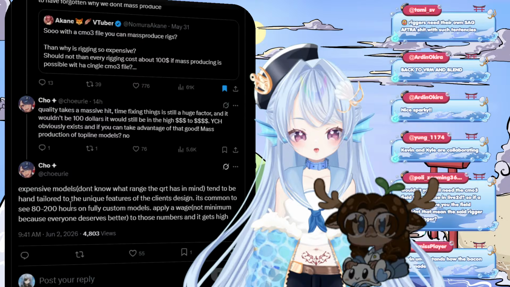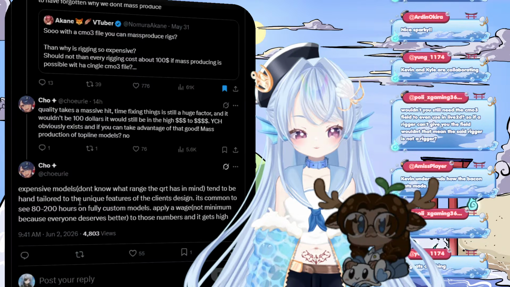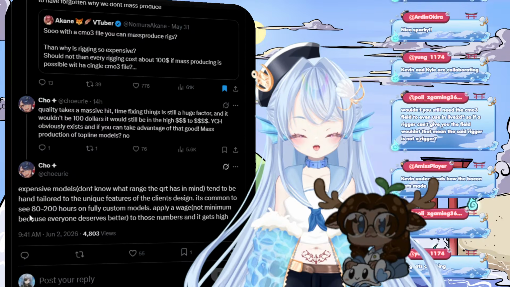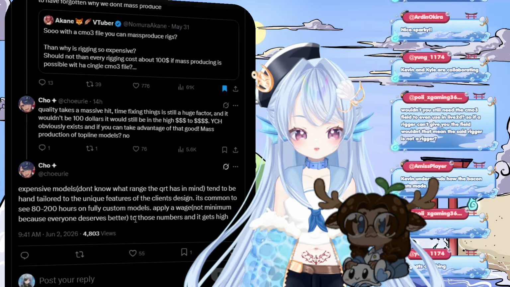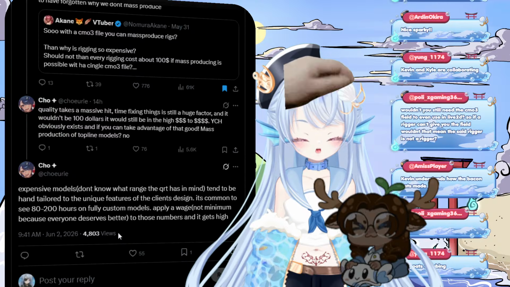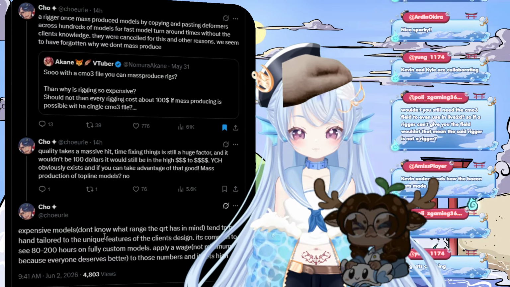"Mass production of top-line models? No. Expensive models, don't know what range the quote retweet has in mind, tend to be hand-tailored to the unique features of the client's designs. It's common to see 80 to 200 hours on fully custom models. Apply a wage, not minimum, because everyone deserves better, to those numbers, and it gets high." Or maybe you need to learn to speed up your workflow.